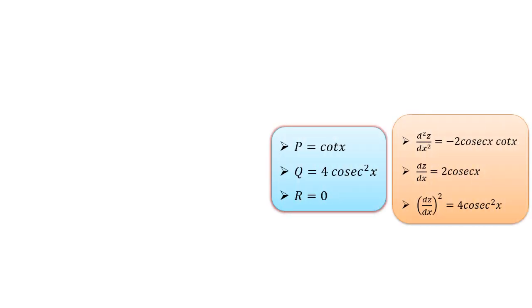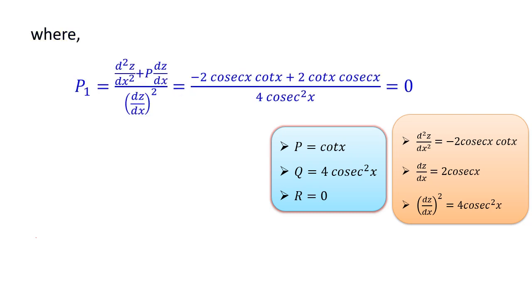Now we shall recall the values of p, q and r, and also the values of d square z by dx square, dz by dx and dz by dx whole square. Therefore, p1 is equal to d square z by dx square plus p into dz by dx, divided by dz by dx whole square. Now we shall substitute the value of d square z by dx square, that is minus 2 cosecant x into cot x. Therefore, we have written minus 2 cosecant x into cot x plus p.